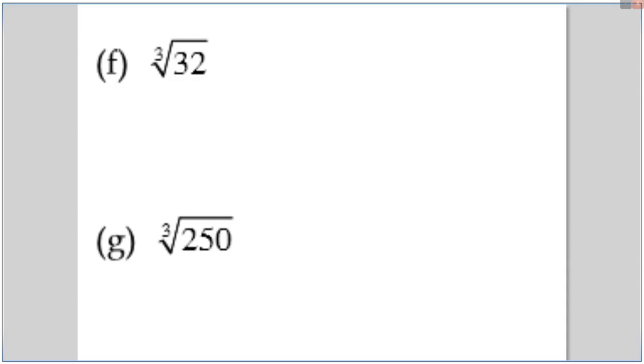Okay, cubes. What are the cubes on the list? 1. What's the next one? 8. Next one? 27, 64. So they get big pretty fast. So the cubes are actually easier because you don't need to check that many. So check 8. 8's always the first one you check. Does 8 divide 32? It goes with 4.